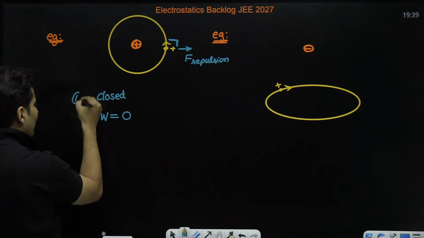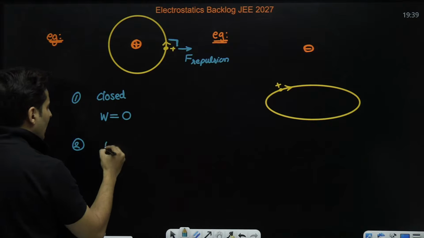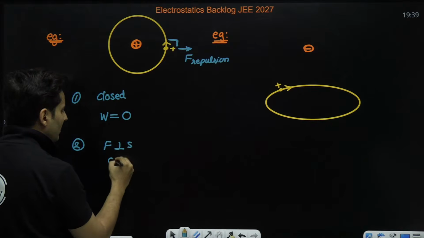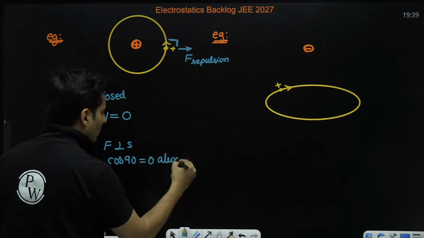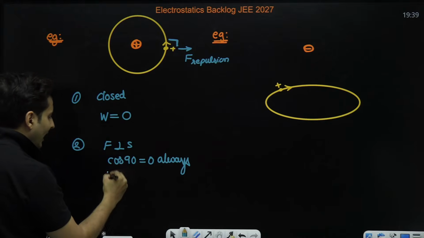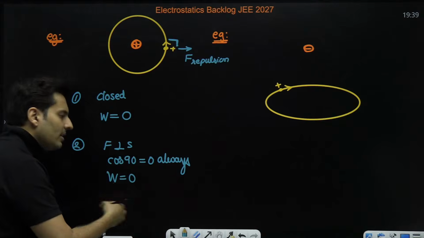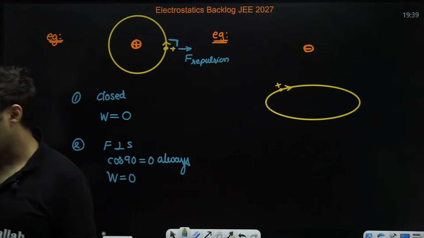This is one method of solving it. And the second method: anyways the force was perpendicular to displacement. So cos 90 was 0 always. So anyways, even if you had added, the work would have still been 0. Okay, you don't have to break your head over it.